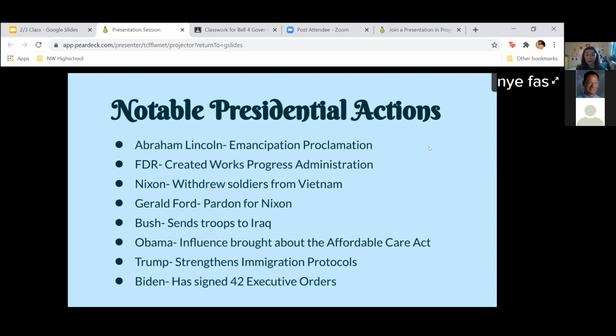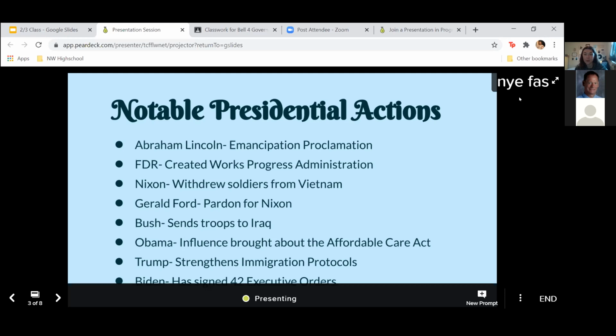And although Biden has only been in the presidency for a couple weeks now, the last I checked, he was up to 42 executive orders. So he is already using his powers as president. That is something he's able to do. He gets to pass those executive orders as head of the executive branch. I just wanted to show you how those presidential roles and powers can really be used to create big change in our society. Does anyone have any questions about any of the presidential powers?